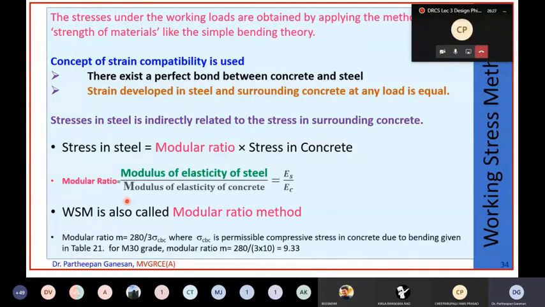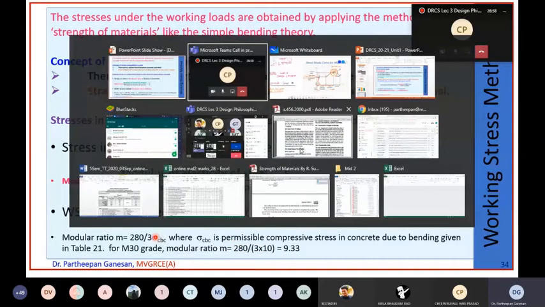Now in your code, in the working stress method, modular ratio m is also defined in another way: 280 divided by 3 sigma cbc, where sigma cbc is the permissible compressive stress in concrete due to bending, given in table 1. For example, for M30 grade, modular ratio will be 280 divided by 3 into 10, which is 9.33. Sometimes this is asked, to find out the modular ratio for M30 grade concrete. Okay, so I will show you here.